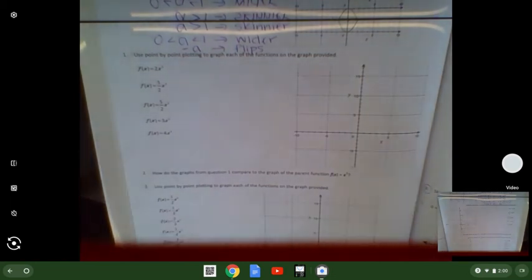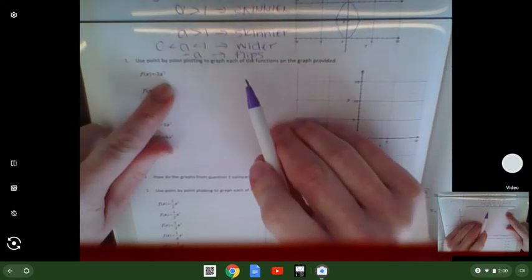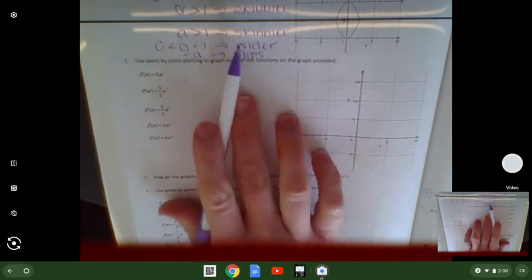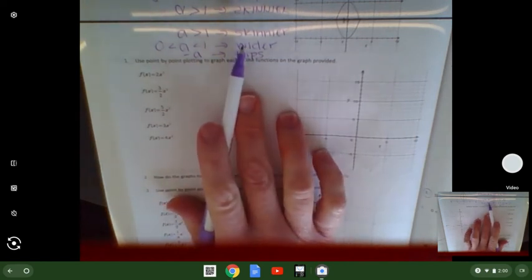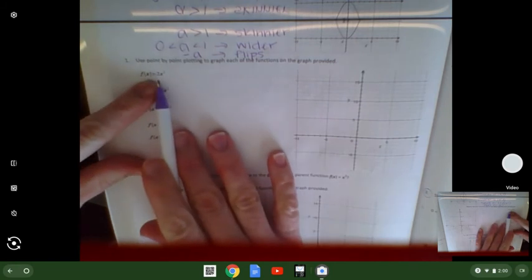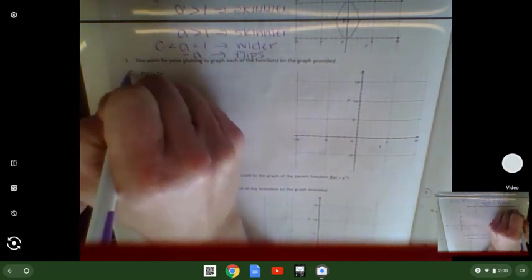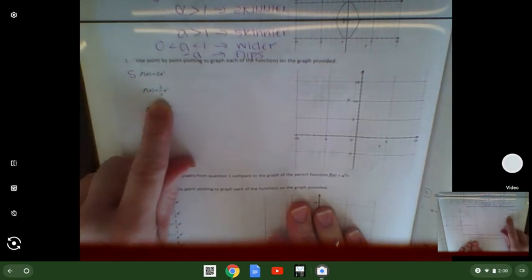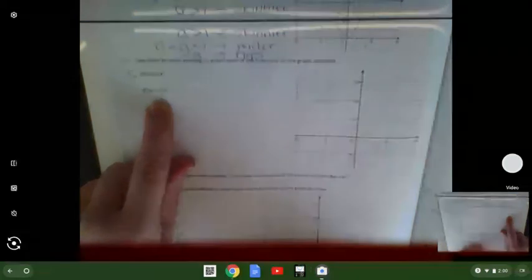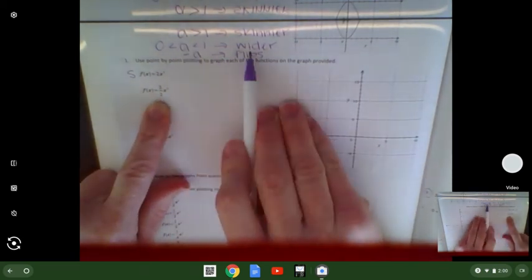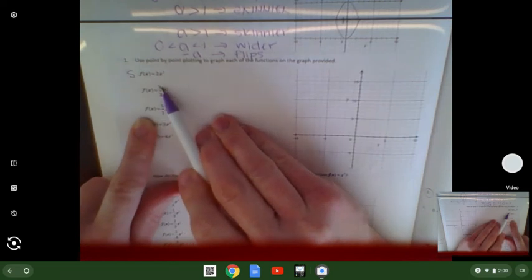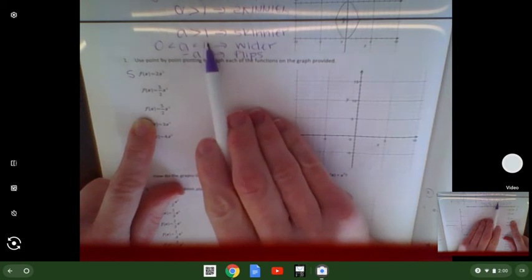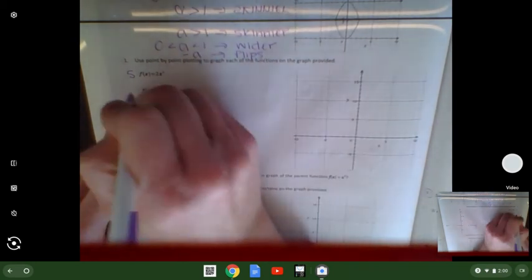But based on our reminders, our shortcuts up here, I know that the ones that are going to be the skinniest are the ones that have numbers bigger than 1. So going down, 2 is definitely going to be a skinnier graph. I'm going to put an S in front just to remind me. 3/2. Now, some of you may look at this and say, oh, 3/2, that's a fraction. A fraction is small, it's going to make it fat. But think about the fraction 3 divided by 2. 3 divided by 2 is actually 1.5, and 1.5 is bigger than 1. I'm going to get skinnier.